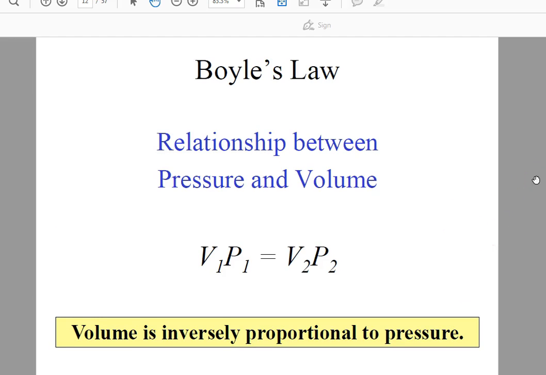Now we're going to talk about gas laws. So these laws are what you studied yesterday in the lab. The first one is Boyle's law, which is pressure and volume. So flip back to that graph. Pressure and volume. I think that's the last graph you did.